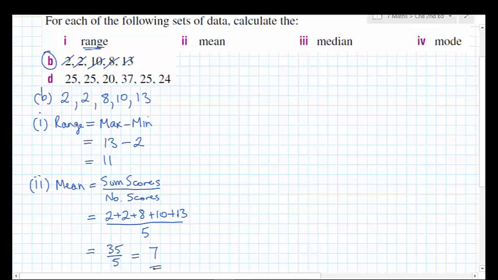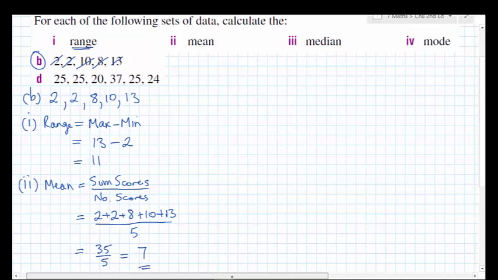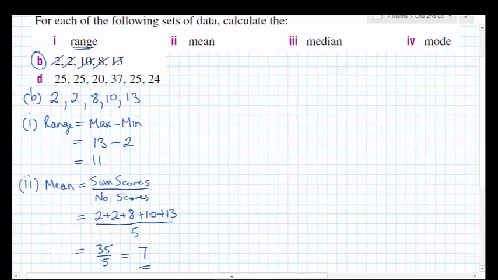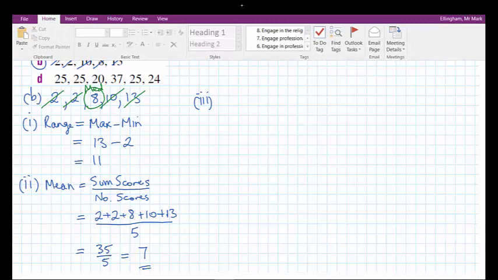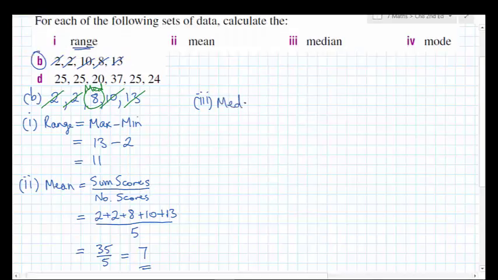I then want to have a look at my median. If we have a look at the median for this data, I go through and I cross the top and the bottom out, and then I balance it out as I go through, and I'm left with 8. So that is my median. Essentially, I can write here that my median is equal to 8.